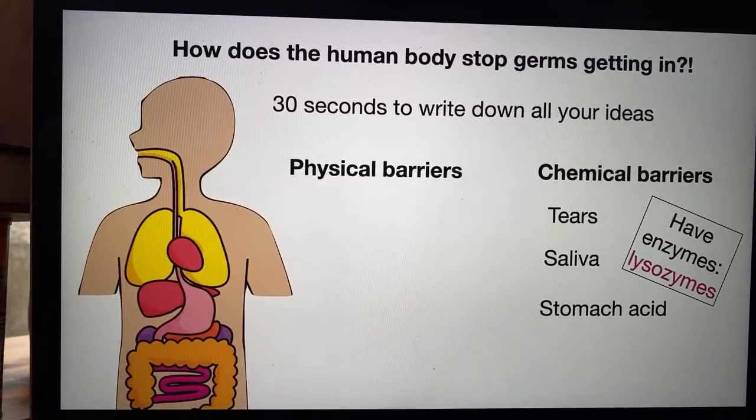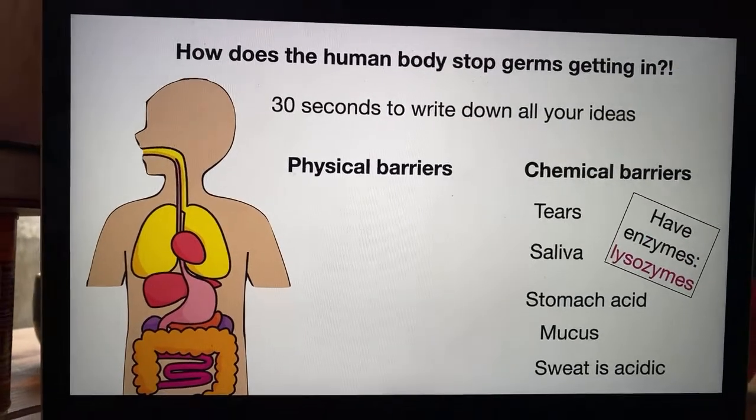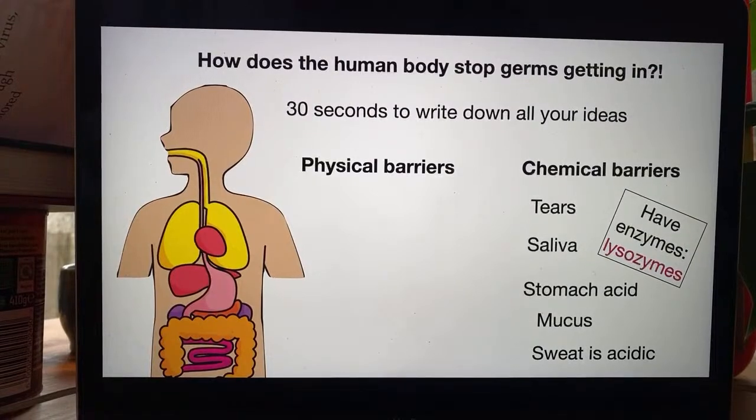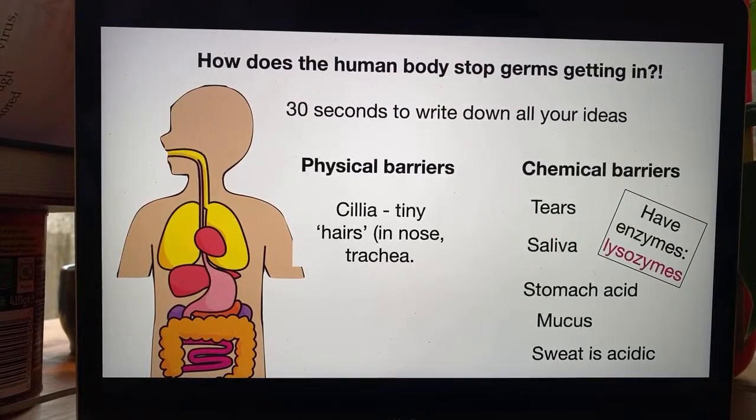Stomach acid is also a chemical barrier. You might have got that because I showed you that quote from BBC Bitesize that we'll look at in a sec. And mucus is also a chemical barrier. Well done if you got that. And like I say, sweat is acidic, so you can put that on your list. Physical barriers: cilia. And I've put tiny hairs in inverted commas.